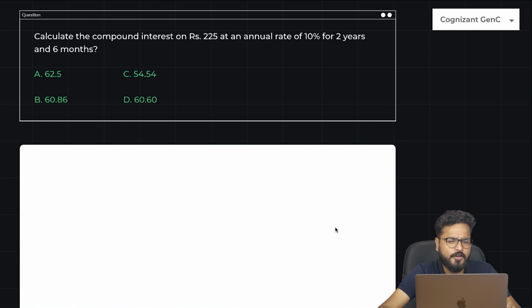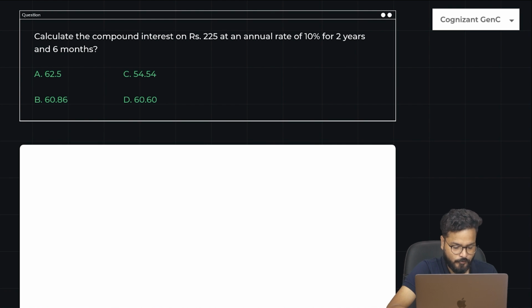Can you guys try solving this question using the formula once? I'll not be using the formula. I'll not even be writing the formula here. If you want, you can research the formula again and do it, but we'll use a very unique way while solving this problem. Pause this video, try finding out the answer using the formula once.